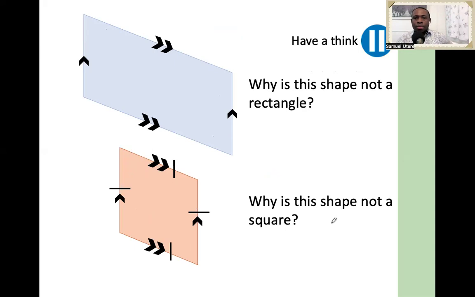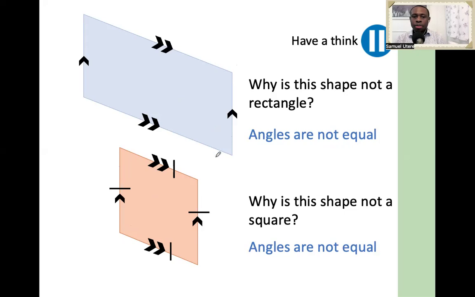Which shape? Why is this shape not a rectangle? And why is this shape not a square? Of course, the angles are not equal. Remember, for a square, the angles are equal. They are each 90 degrees. But here you have opposite pairs of angles that are equal, both for the parallelogram and for the rhombus. So a parallelogram is not a rectangle and a rhombus is not a square, even though it may look like it.